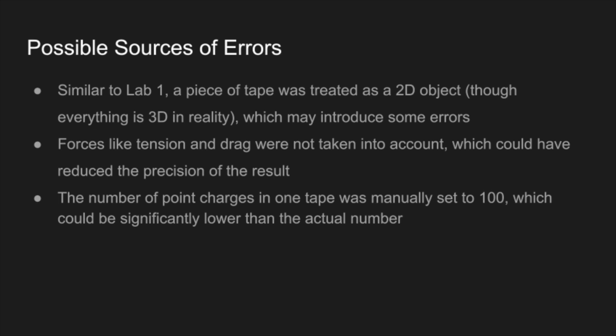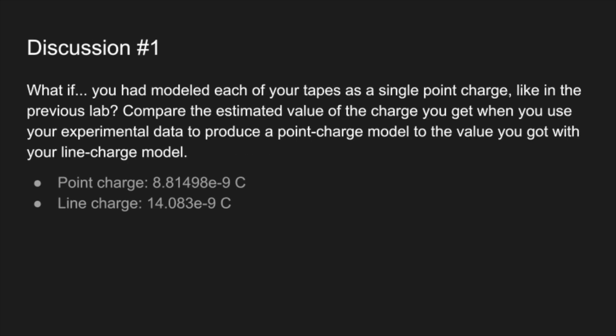For potential sources of error, similar to Lab 1, a piece of tape was treated as a 2D object. However, in reality, everything is 3D, so it may introduce some errors. Forces like tension and drag were not taken into account, which could have reduced the precision of the result. And the number of point charges in one tape was manually set to 100, which could be significantly lower than the actual number. So I got the point charge to be 8.81498 times 10 to the negative 9 coulombs, and the line of charge to be 14.083 times 10 to the negative 9 coulombs.